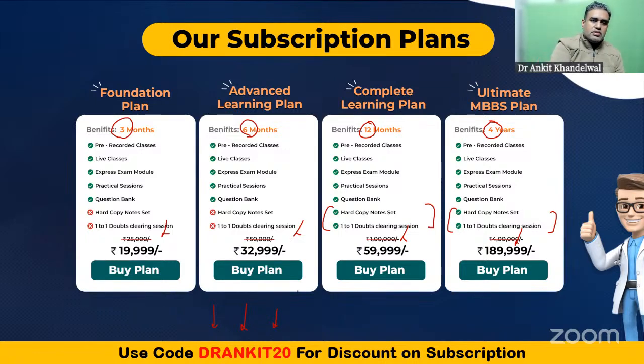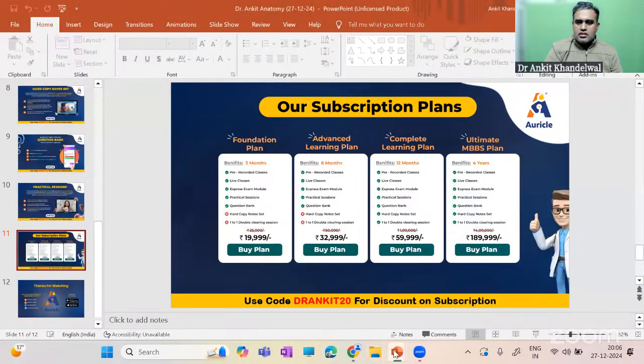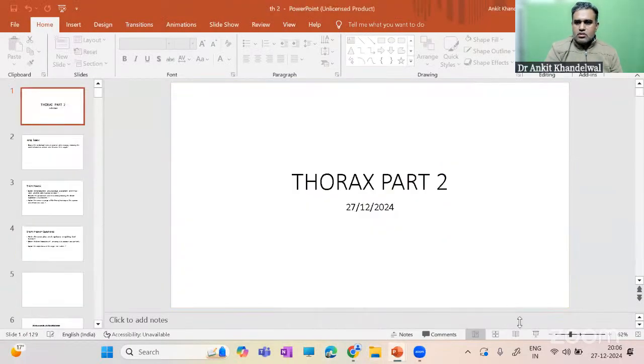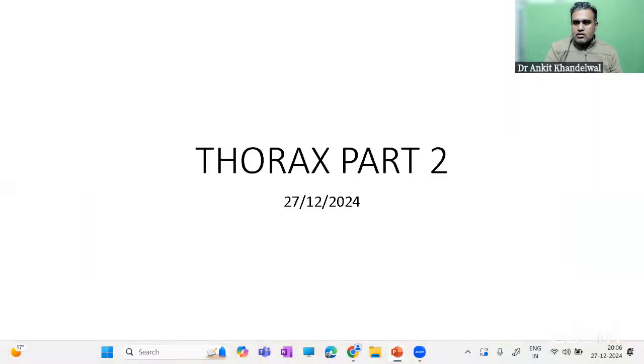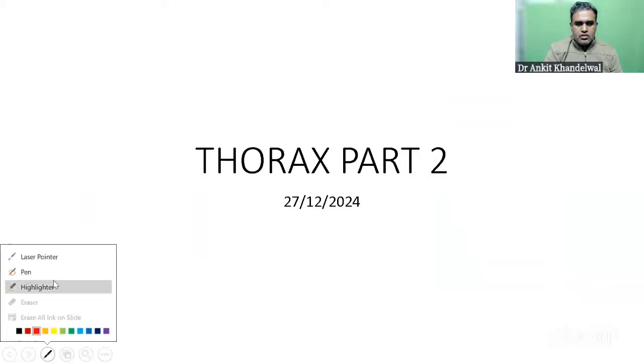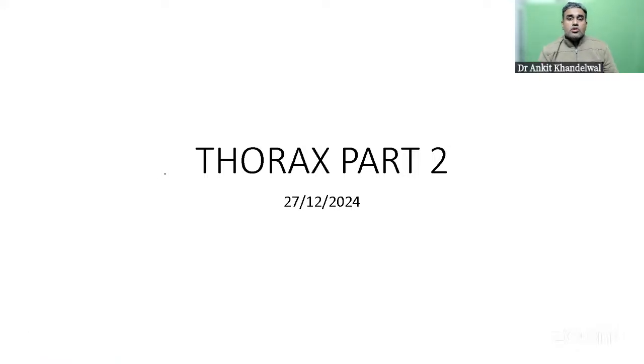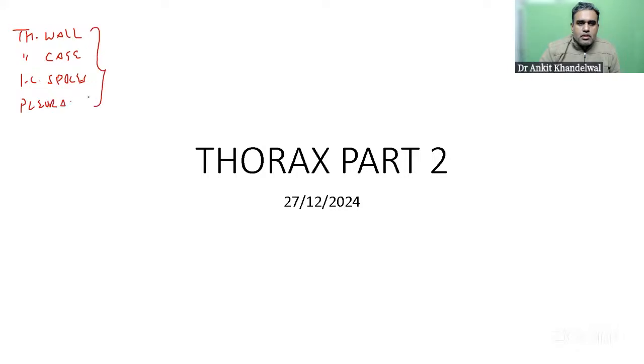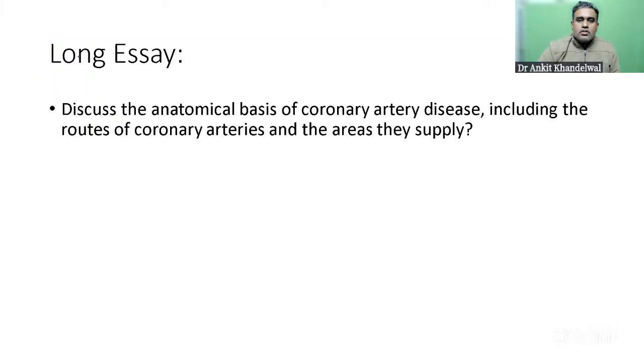Okay, let's move forward to the session and let's see what we have in store for us today. So here we go. It's Thorax part 2 over here. And yesterday we discussed a few topics from the thorax. If I just recall what we discussed yesterday, it was basically about the thoracic wall, including the thoracic cage, plus obviously the intercostal spaces, and also a bit of the pleura. Let us see what we're going to continue from there.